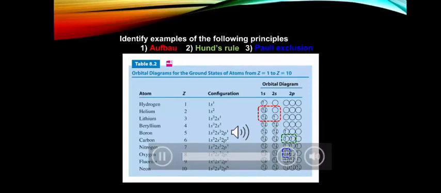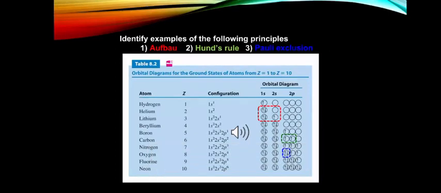So this slide is for you, where you have to identify how we have used these principles and rules in the various examples. Firstly, you have to check out the configuration of all these elements whose atomic numbers and configurations are also given. For example, the very first is hydrogen, whose atomic number is 1 and configuration is 1s1. And the second one is helium, whose atomic number is 2 and configuration is 1s2.